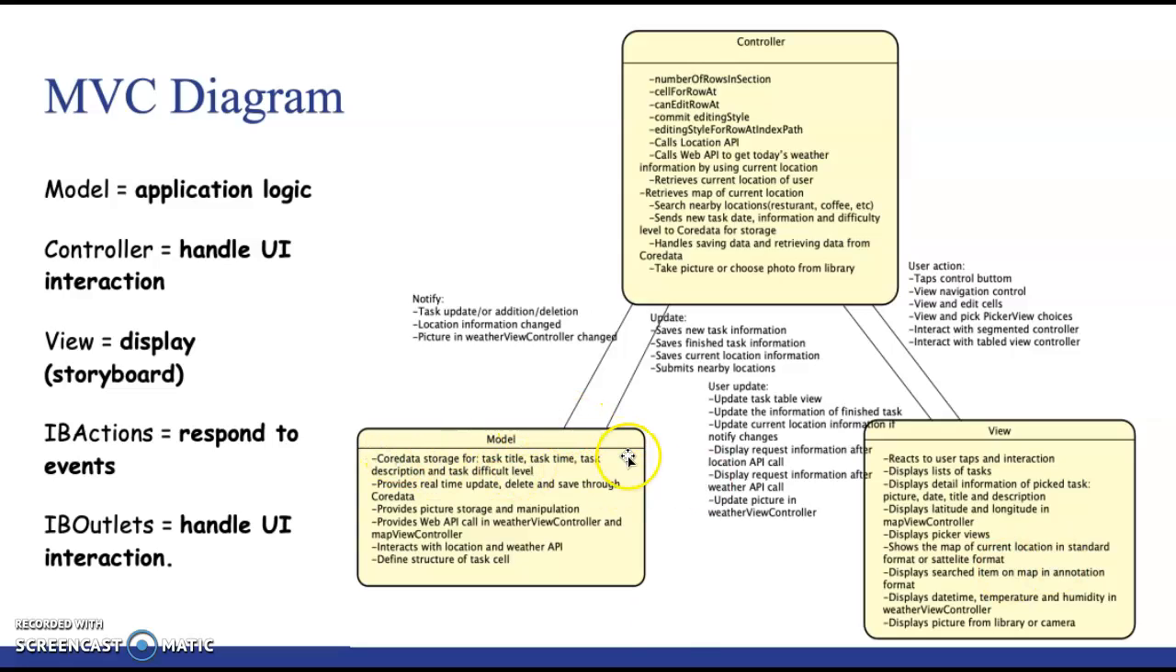For the model, the core data storage will store task title, task time, description, and difficulty level, and it will also provide real-time update, delete, and save.